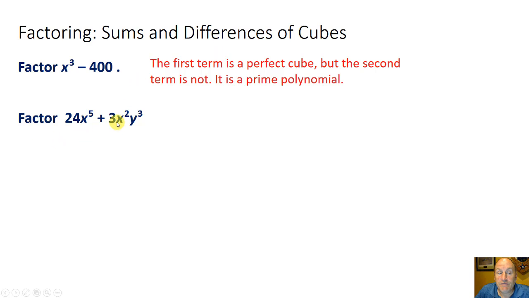Now, if we looked at 24x to the fifth plus 3x squared y to the third, the first thing we want to try to do is look for greatest common factors. Always try to do that first when you're factoring. It usually takes things and makes them simpler. In this case, both 24x to the fifth and 3x squared y to the third have a 3 in common, because 3 is a factor of 24. And they also have an x to the second in common. So if we pull out that 3x to the second common factor, what we're left with is 8x to the third in the first term and y to the third in the second term.